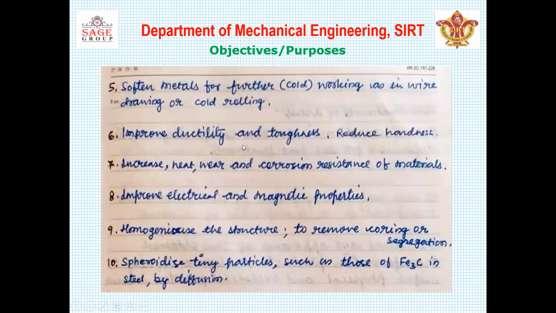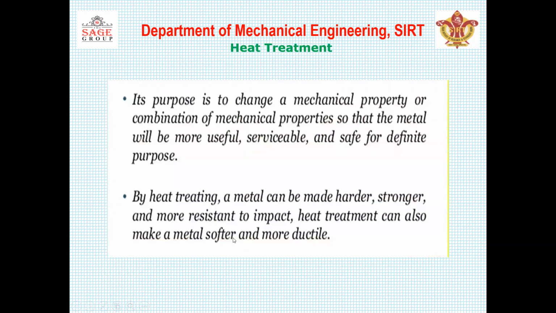To improve ductility and toughness and reduce the hardness, to improve electrical and magnetic properties, to homogenize the structure, to remove chemical segregation, and to dissolve tiny particles such as those of cementite in steel by diffusion. And so finally, its purpose is to change a mechanical property or combination of mechanical properties so that the metal will be more useful, serviceable, and safe for a definite purpose.